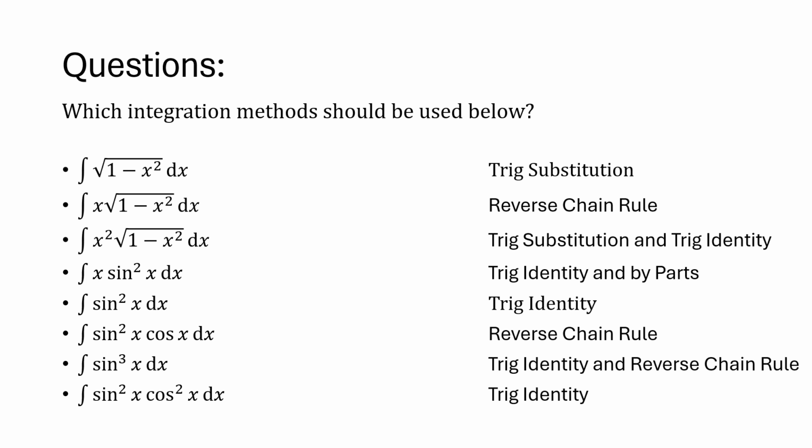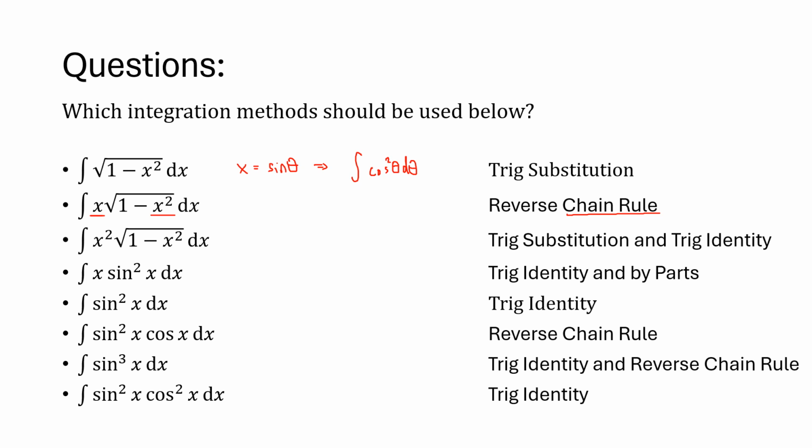So let's go through the integrals that we started with. For the first question, we showed that we want to use the substitution x equals sine theta, so that our integral becomes of the form cos squared theta. From here, you can apply the double angle formula, and we are done. For the second question, we see that the derivative of x squared is present over here, and therefore we apply reverse chain rule.